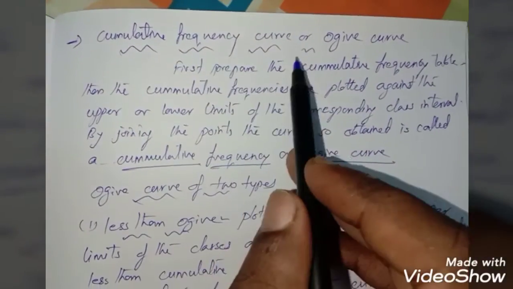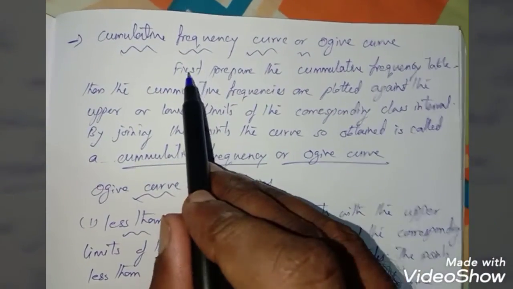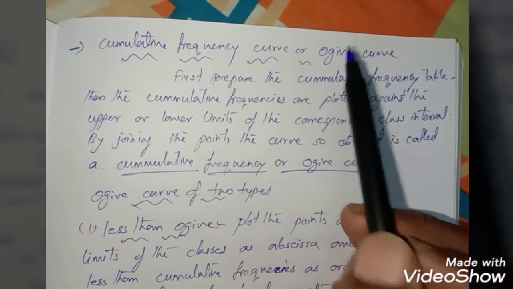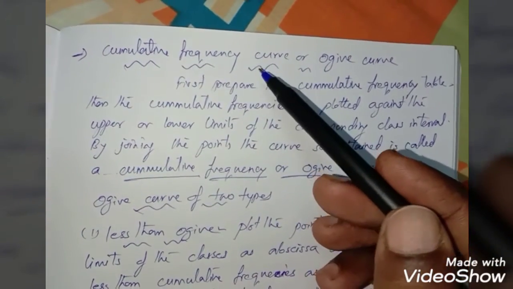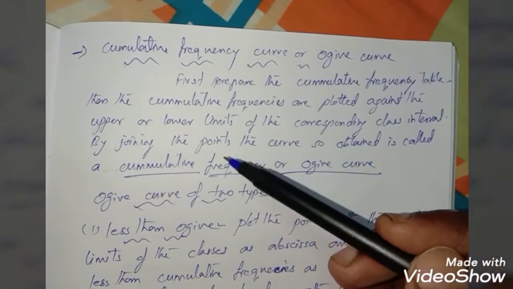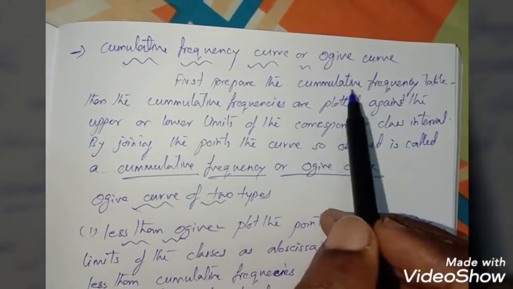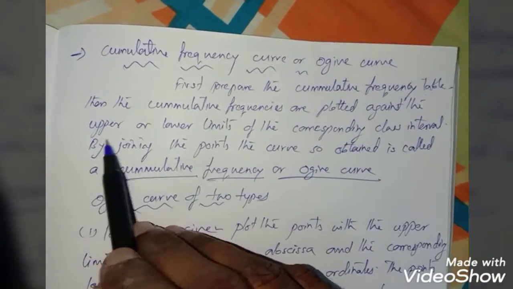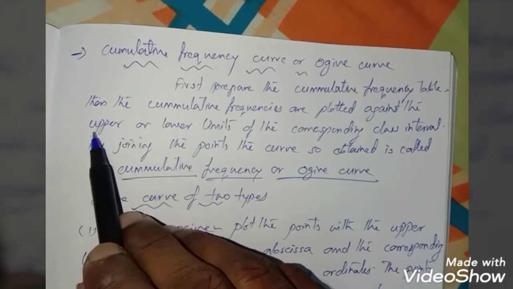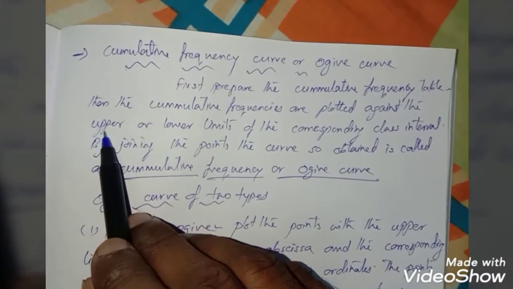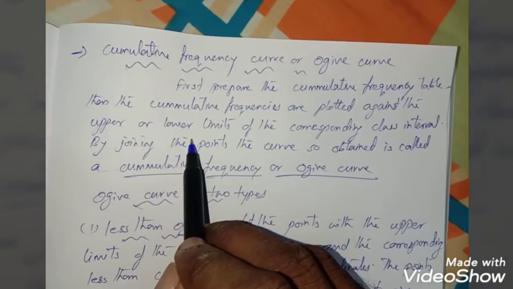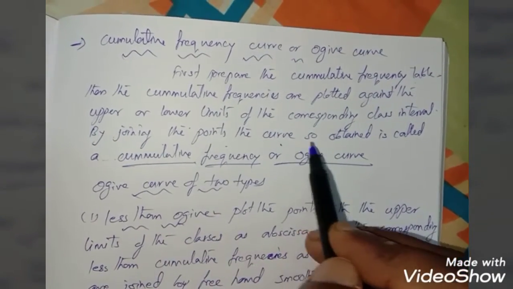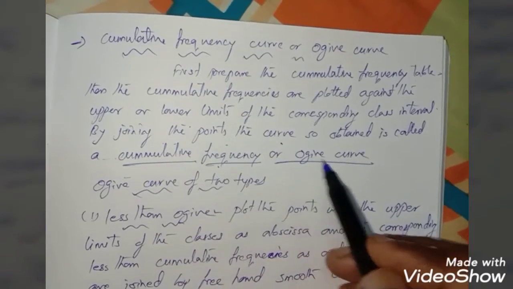Now here, cumulative frequency curve or Ogive curve. The definition of this is, first prepare the cumulative frequency table. We have already learned this cumulative frequency curve or Ogive curve in 8th class and 9th class. So here we are seeing how to prepare it. First you prepare the cumulative frequency table. Then the cumulative frequencies are plotted against the upper or lower limits. Upper is nothing but the upper boundary of the class interval, and lower is nothing but the lower boundary of the corresponding class intervals. By joining the points, the curve so obtained is called a cumulative frequency or Ogive curve, right?